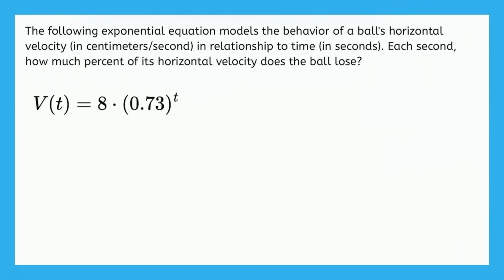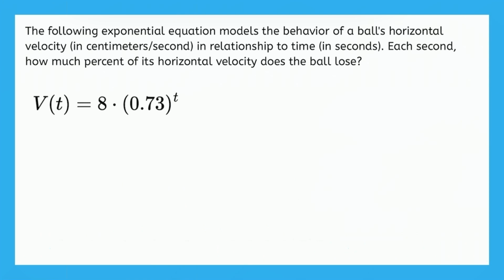So let's look at this first scenario. The following exponential equation models the behavior of a ball's horizontal velocity in centimeters per second in relationship to time in seconds. Each second, they want to know how much percent of its horizontal velocity does the ball lose. So before we try to answer this question, let's analyze the function a little bit.